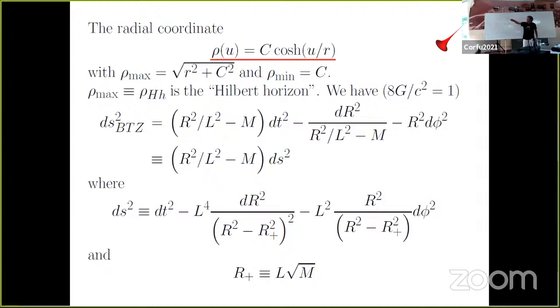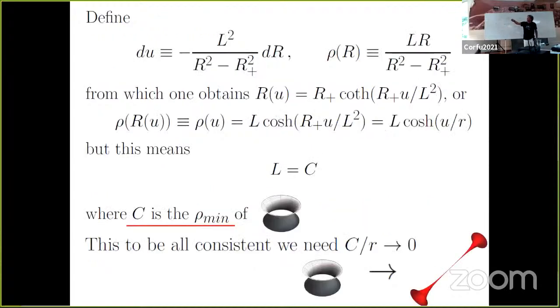Okay, and now setting these constants to one so that we don't clutter the notation, you take the very same metric I showed before, and with a few steps, you show that it's conformal to this one. Okay, as simple as that, where the L pops up. Fine. Now, define these new coordinates, du, written in this way, okay, and this rho of r written this way, from which you can rewrite, this is a simple equation to integrate. You can write r as a function of u in this fashion. You put it back into rho of r. You have rho of r of u, rho of u. Good, that's the end of the story.